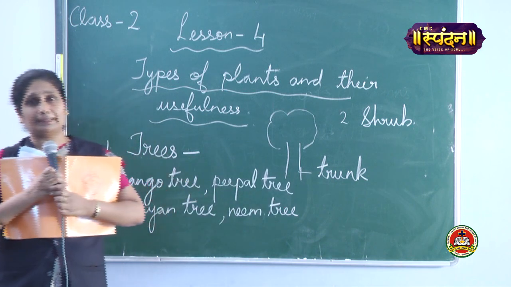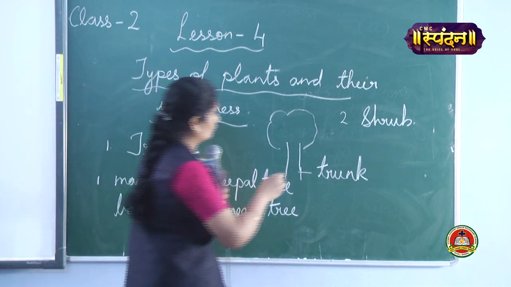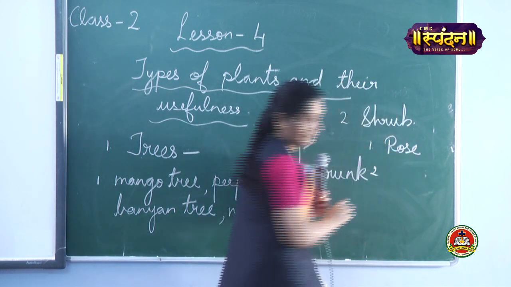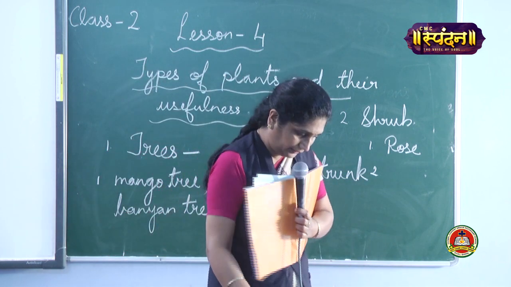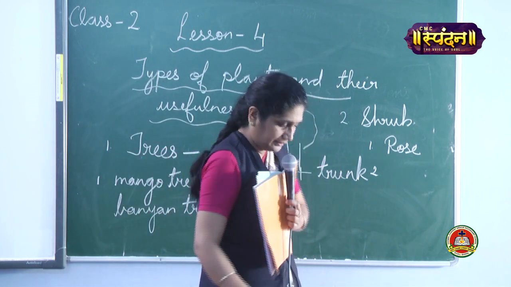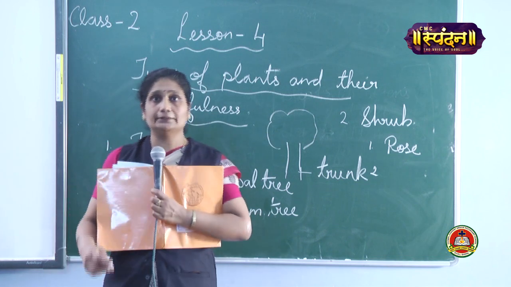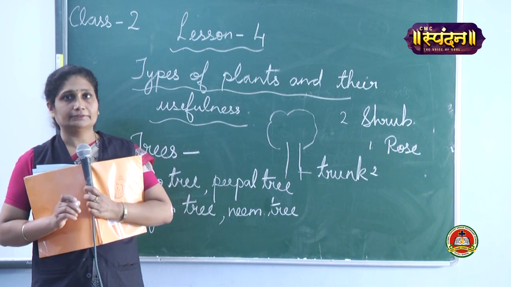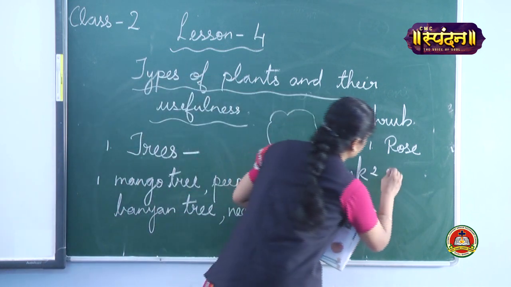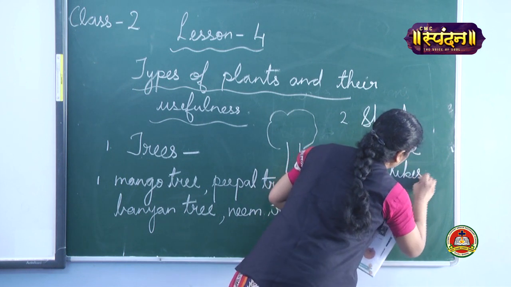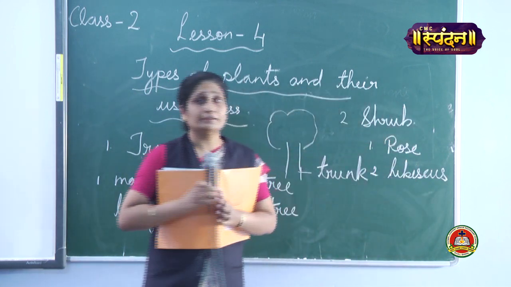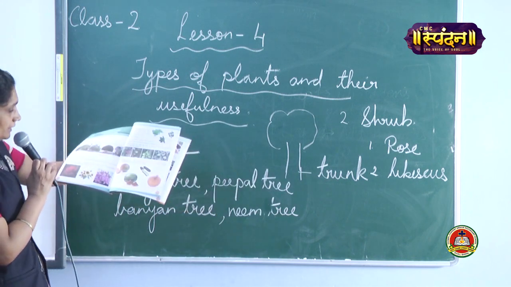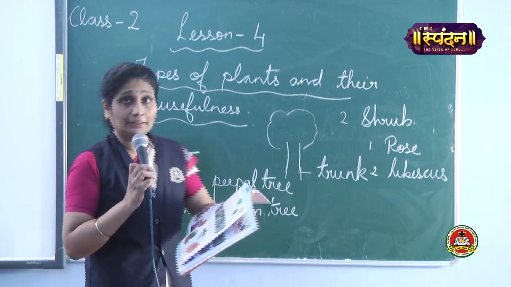You can tell me examples of shrub. Rose. Tell me more examples of shrub, children. Hibiscus, yeah, the shoe flower, the red color flower, no? The shoe flower, that is called hibiscus. Then tell me more. It is given in the book also. Rose, sunflower, bougainvillea, all these are called shrubs.